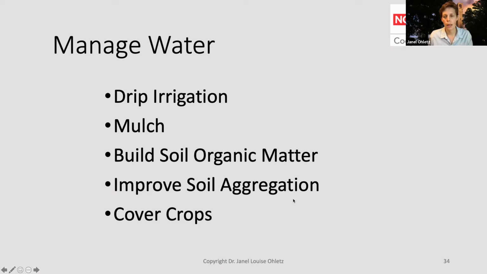And improving that soil aggregation not only will benefit your microbial community and keep their houses intact, but also allows the water to infiltrate through, and energy from raindrops will not degrade that soil quite as quickly if you have a rainstorm that passes. And then cover crops actually help in managing water because they absorb it, just like organic matter. Their roots are going to allow some of that water to go down into the soil, and they will break the energy of the raindrops as well.